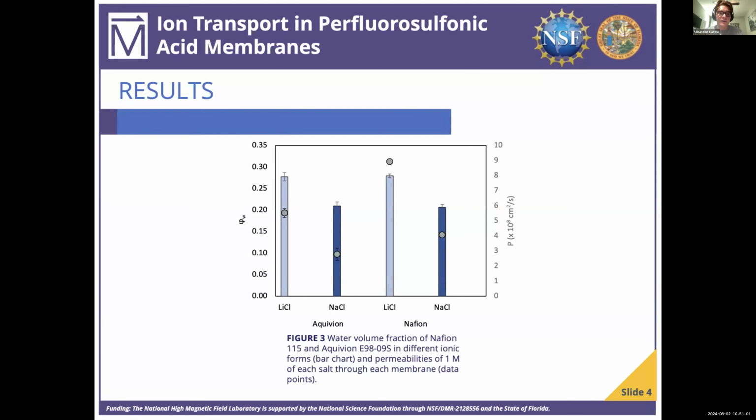We can also see an effect of this with the permeability. We see that the permeability values for the Aquivion are about half, maybe a little more than half. But this is a product of the increased charge density, with the increased ability of it to exclude the co-ions, the like ions.